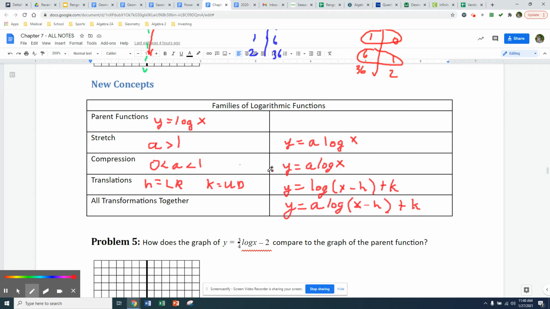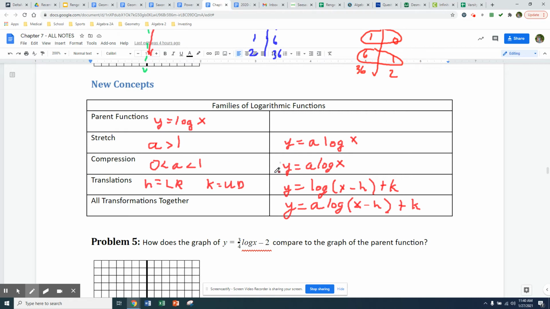Next, we'll talk about our family of log functions, and this is going to be ultimately the same as all the functions we've talked about. So our stretch happens when a is greater than 1. So if we start to see an a value out in front of our log, and just to back up a little bit, I'm just using the parent function y equals log x. Remember, this would have a base of 10. It's a common logarithm. But whatever the base of your logarithm is would apply then to the base for all of these functions that we're looking over right now.